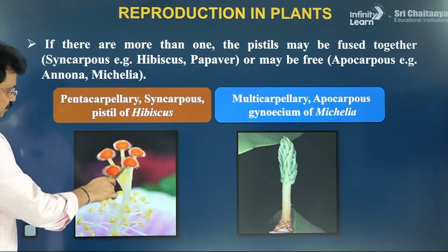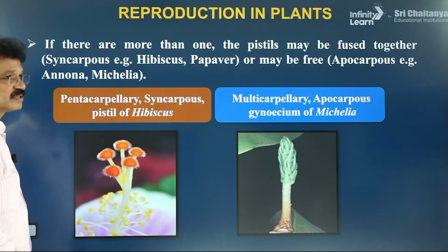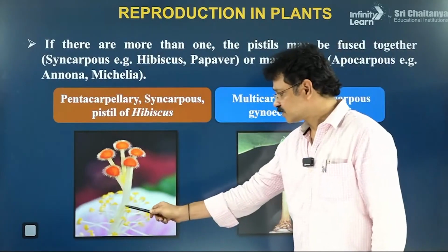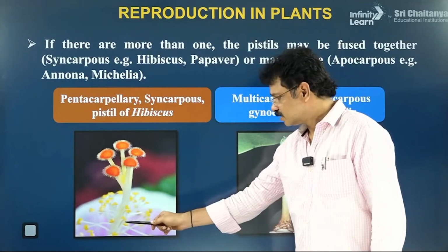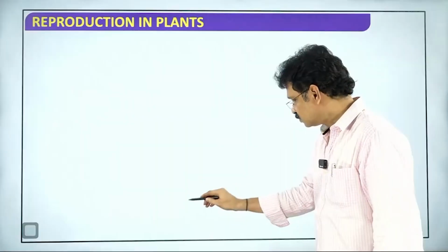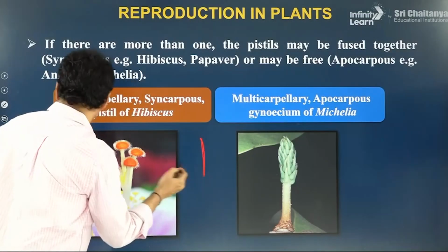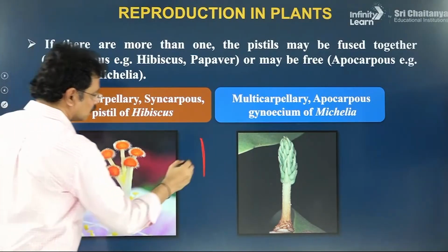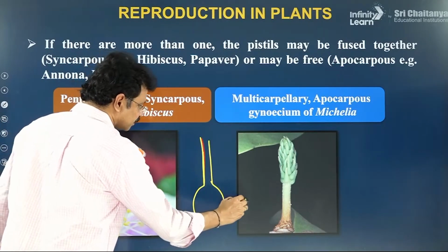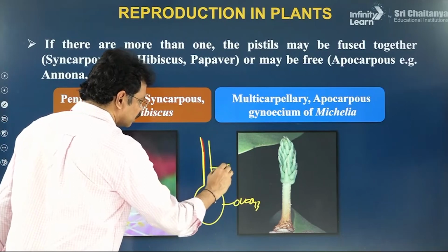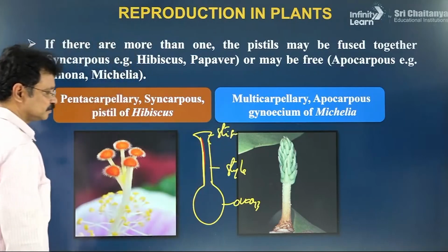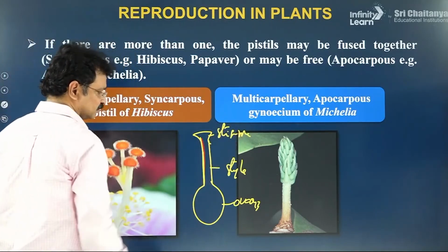This is the gynoecium structure in the hibiscus plant. Hibiscus is a special case. Within a single carpel, I think you already know, each carpel is differentiable into 3 portions. The basal swollen part of the carpel is the ovary, the middle part is the style, and the terminal part is the stigma.